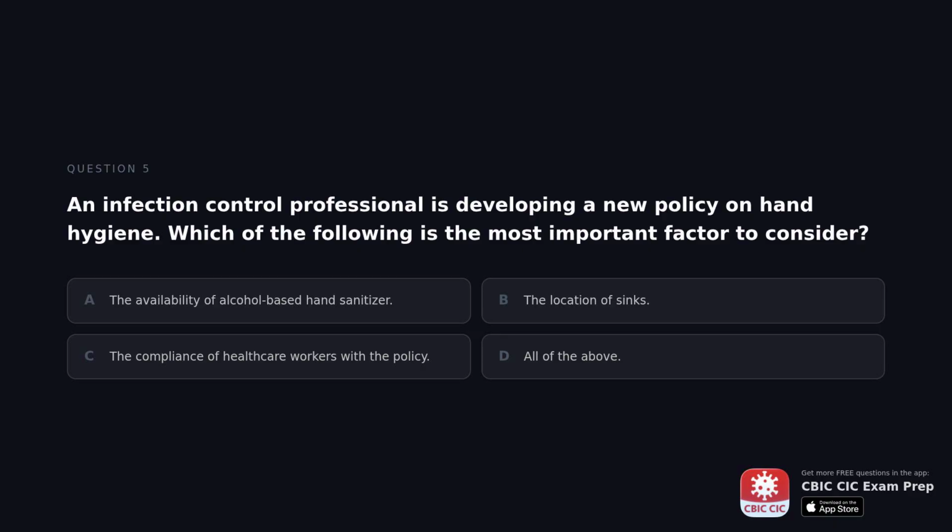An infection control professional is developing a new policy on hand hygiene. Which of the following is the most important factor to consider? A. The availability of alcohol-based hand sanitizer. B. The location of sinks. C. The compliance of healthcare workers with the policy. D. All of the above.